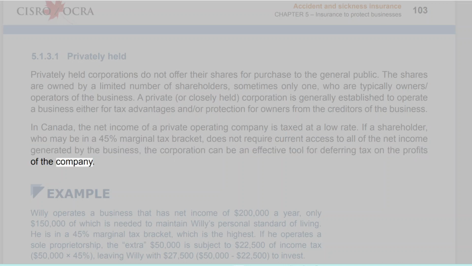Example: Willie operates a business that has net income of $200,000 a year, only $150,000 of which is needed to maintain Willie's personal standard of living. He is in a 45% marginal tax bracket, which is the highest. If he operates a sole proprietorship, the extra $50,000 is subject to $22,500 of income tax, $50,000 times 45%, leaving Willie with $27,500, $50,000 minus $22,500, to invest.